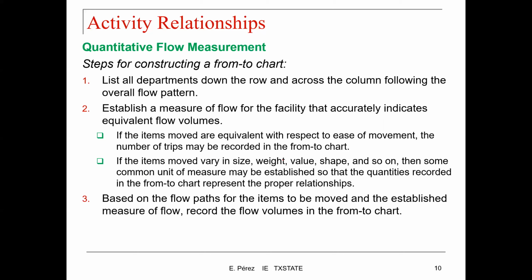So if the items moved are equivalent with respect to ease of movement, the number of trips may be recorded in the from-to chart. If the items moved vary in size, weight, value, shape, and so on, then some common unit of measure may be established so that the quantities recorded in the from-to chart represent the proper relationships. Based on the flow paths for the items to be moved and the established measure of flow, you are going to record the flow volumes in the from-to chart.